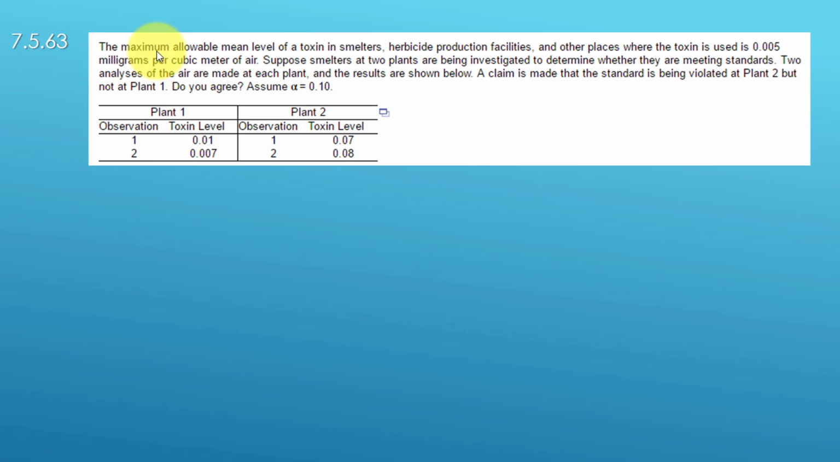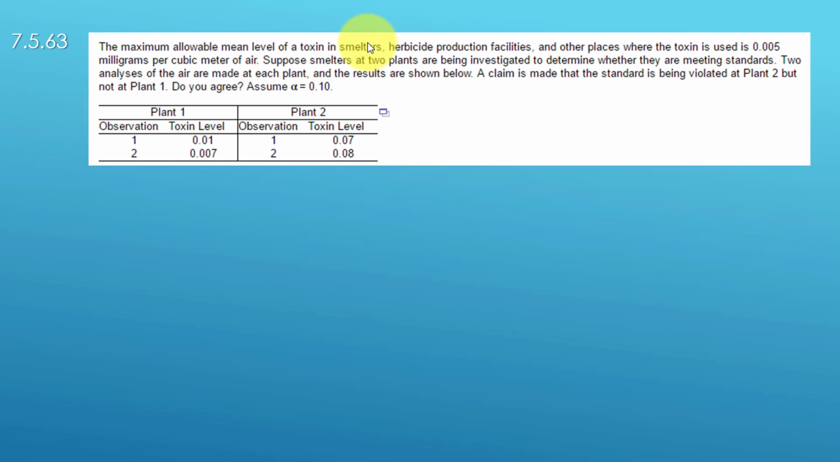The problem says that the max allowable mean level of a toxin in smelters where the toxin is used is 0.005 milligrams per cubic meter of air. Suppose smelters at two plants are being investigated to determine whether they're meeting the standards. Two analyses of the air are made, that's a small sample, and the results are shown below. A claim is made that the standard is being violated at plant two, but not at plant one. Do you agree? And we have given an alpha of 0.1.